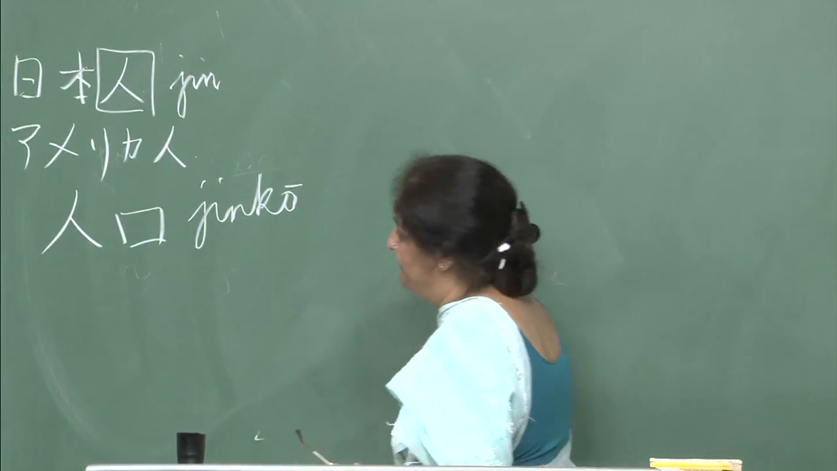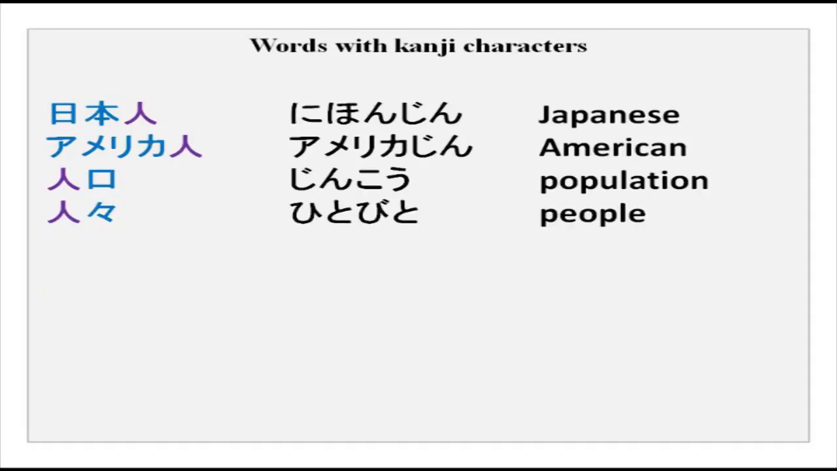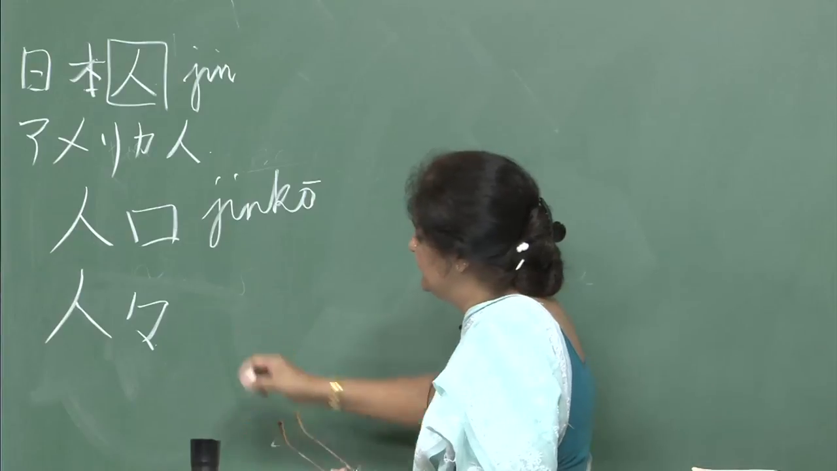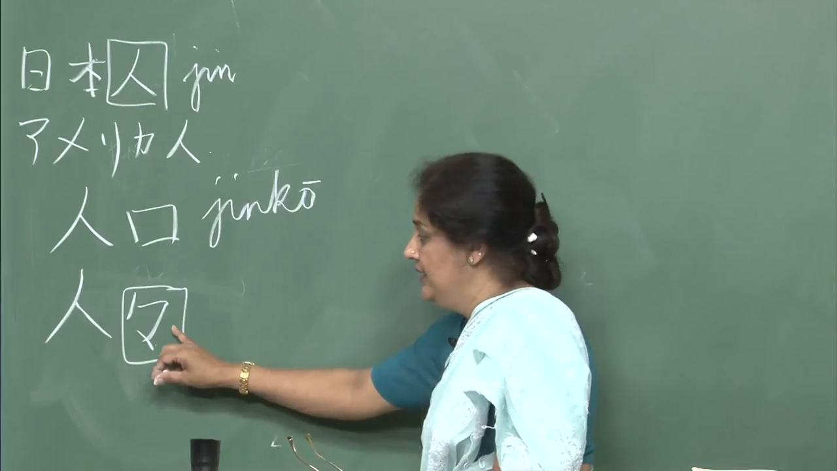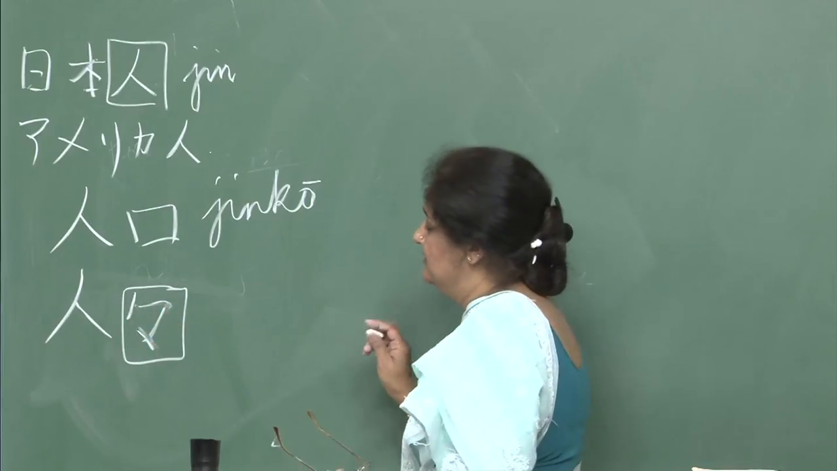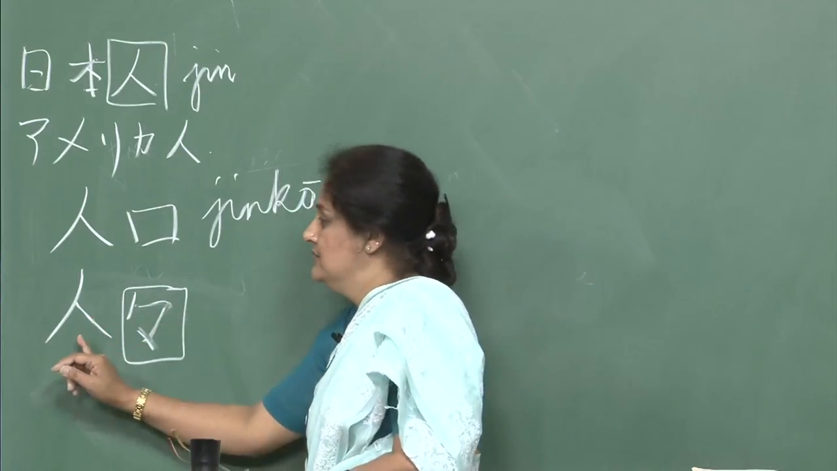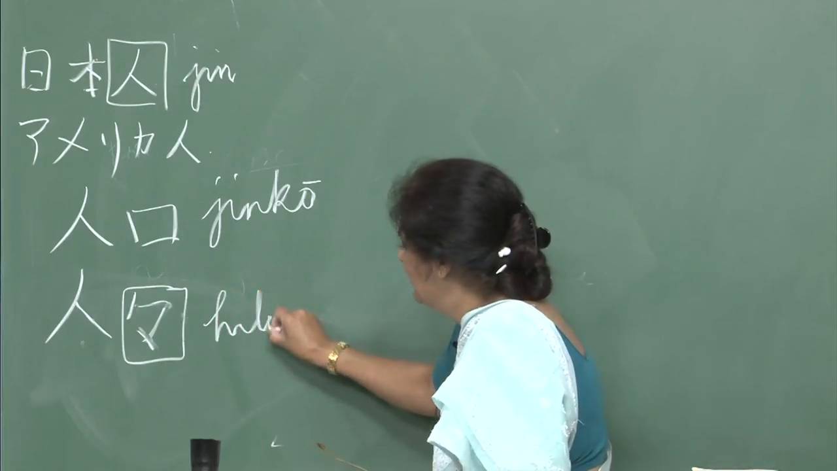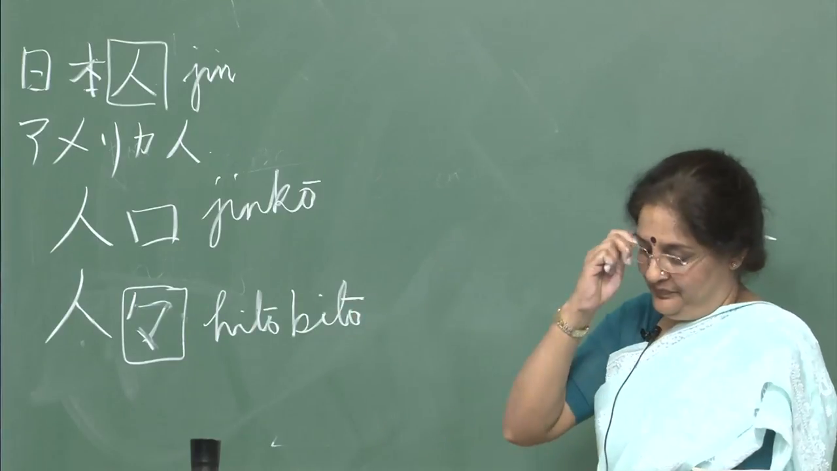So jinko is a new word, meaning population. What else do we have? We have hito bito, hito and bito. Now, over here, this is not actually a character, this is just a repetition. When you repeat the same word again, you make this character, which signifies that the word is to be repeated. Hito bito means people.